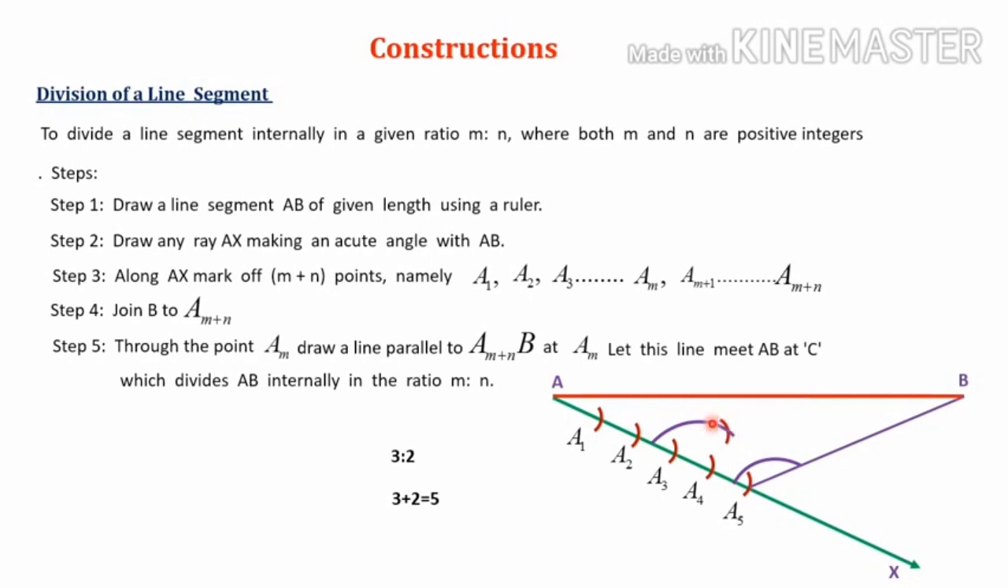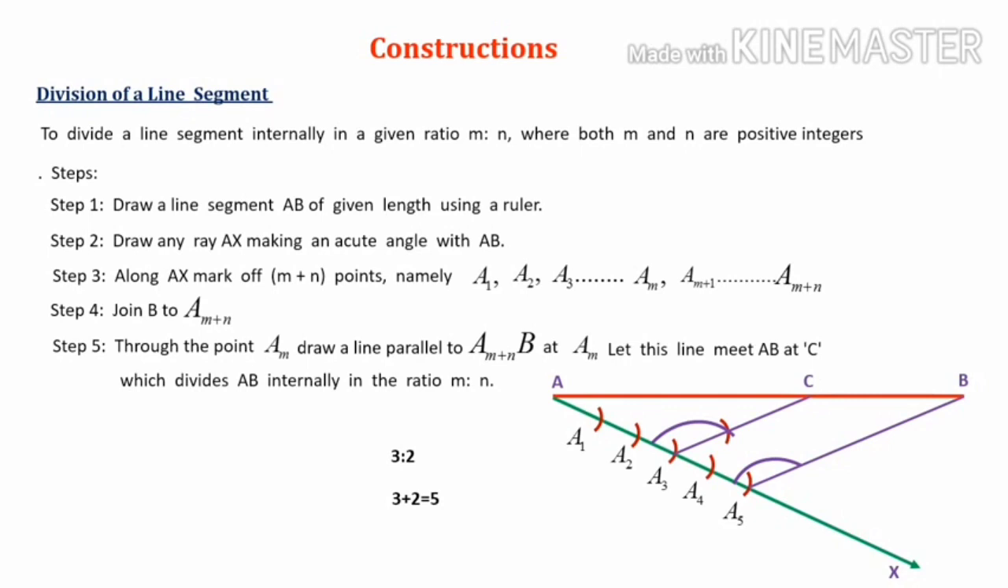Then the two arcs are intersecting at this point, and we are going to draw a parallel line from A3, means this point. So this point and the point of intersection of these two arcs, these 2 points we have to join. And that particular line meets AB at this point. So that point we have to mark as C.